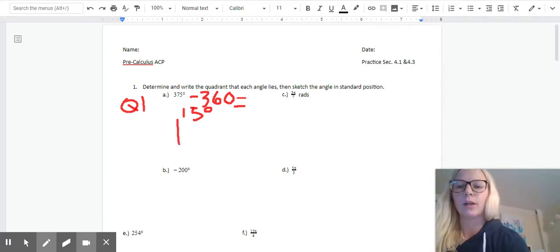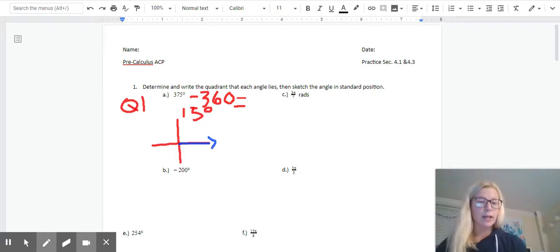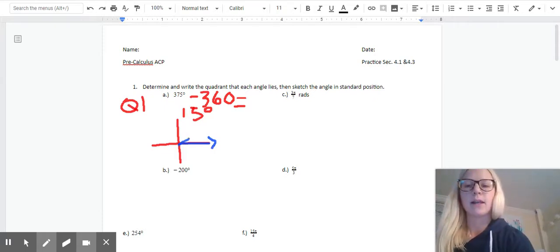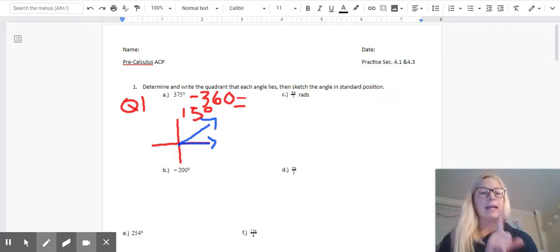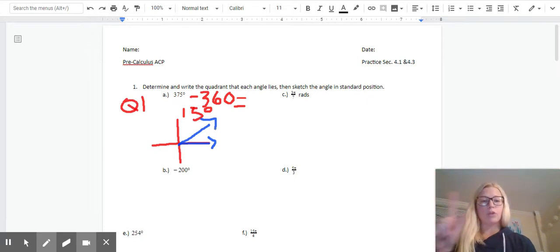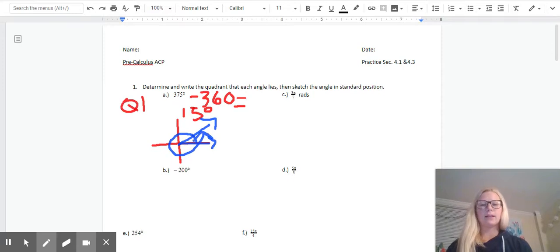Now the second part, sketch the angle in standard position. So now we want to create an XY axis. Your initial side always starts on the positive X, and then your terminal side ends in whatever quadrant it's in. So I put it in Q1 because that's where my angle lies. Now, because we subtracted 360 one time, we have to do one loop around before we draw our final arrow at the terminal side. So one loop, and then it hits the terminal side, and then you're done.